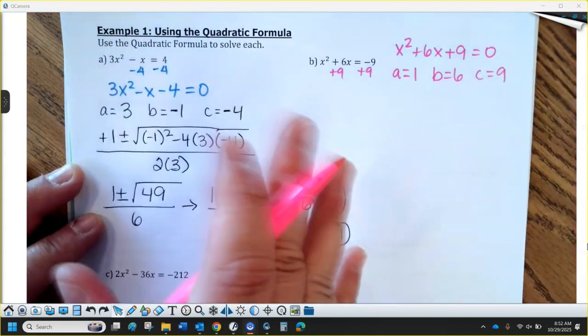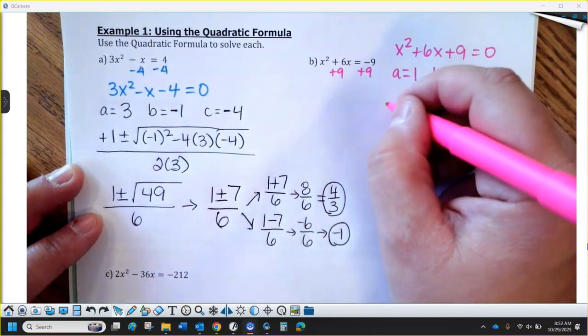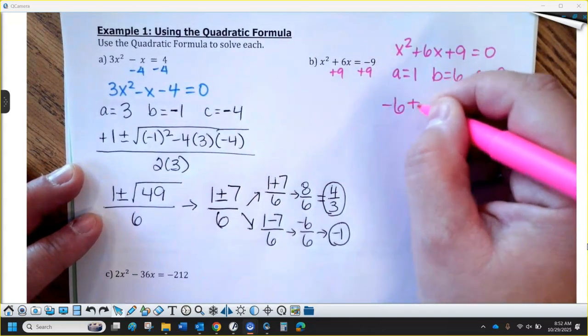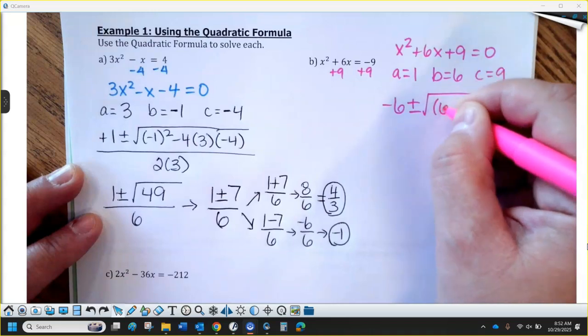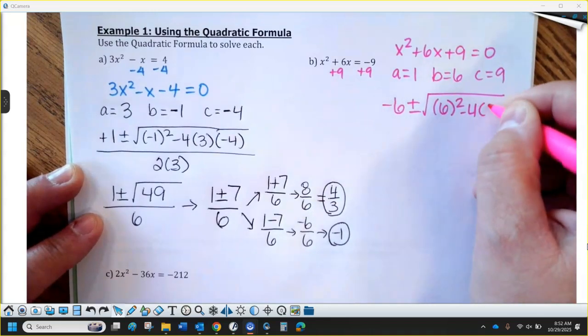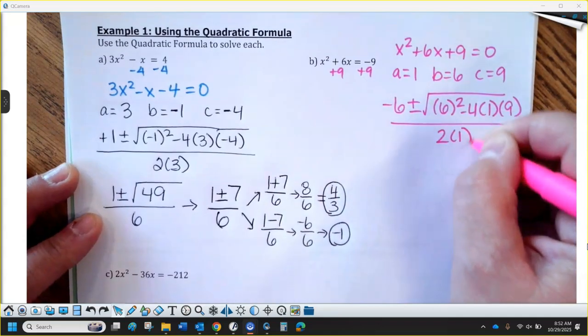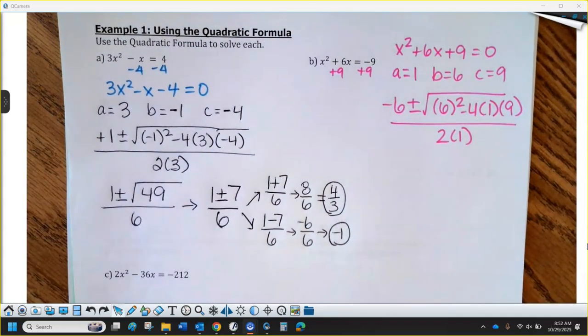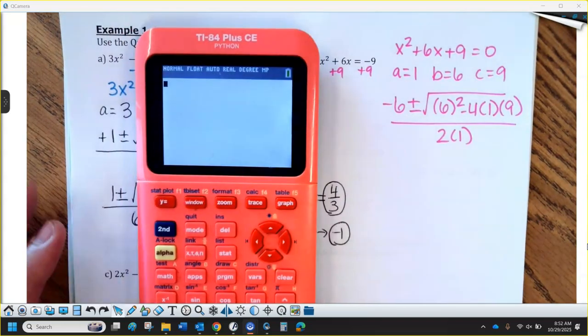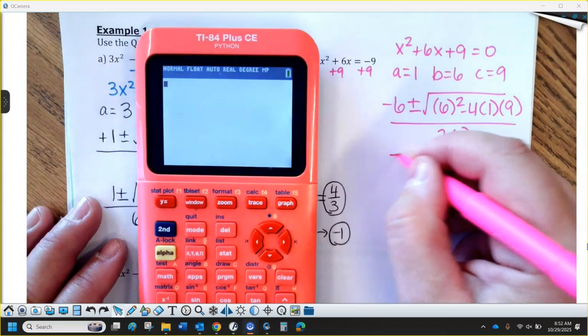All right, don't ever be putting variables in there. Okay, opposite of b, negative 6, plus or minus the square root of 6 squared minus 4 times a, which is 1, times c, which is 9, everything over 2a, so 2 times 1. Oh, and I should have said this. If we have a test or quiz, I'll give you the formula. You don't have to memorize it, hopefully you will, but I'm going to do 2 steps here.